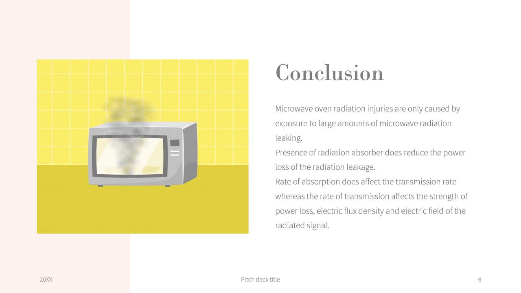Based on the results obtained through the study, it can be said that the presence of the radiation absorber does reduce the power loss of the radiation leakage. So, we know that the radiation absorber played a role in minimizing the power loss of the microwave oven by decreasing the propagation of the radiating wave. It can be concluded that the rate of absorption does affect the transmission rate, whereas the rate of transmission affects the strength of power loss, electric flux density, and electric field of the radiated signal.